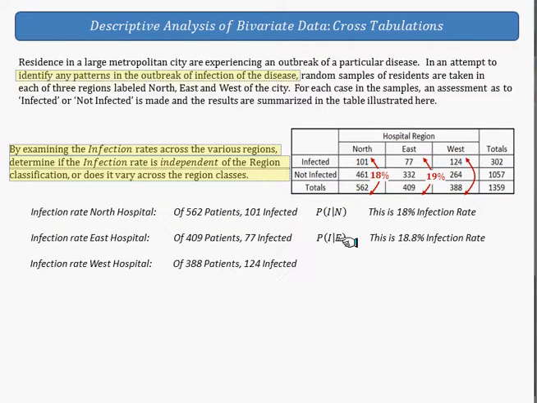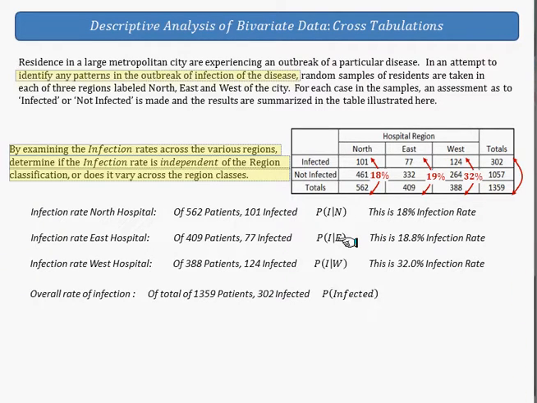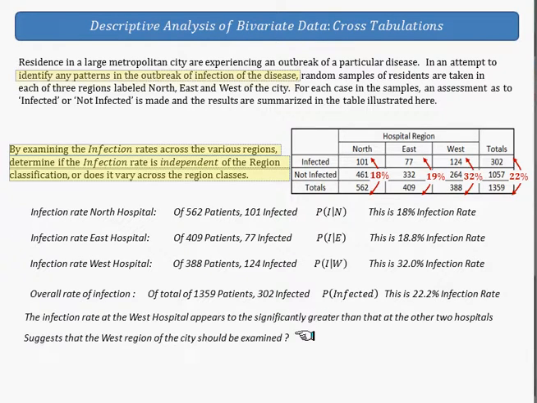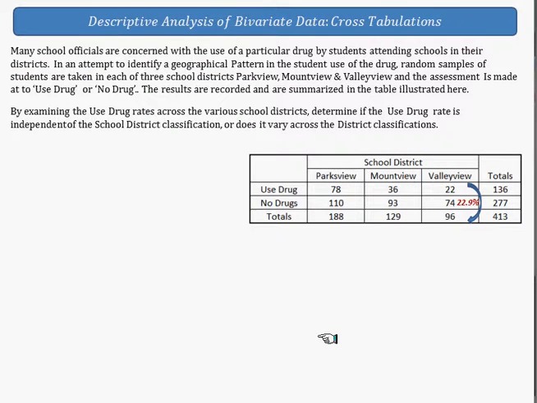Infection rate at the West Hospital turns out to be 32%. Overall rate of infection is 22%. And you can see how they vary across here. And we want to suggest that this singles out the West Hospital as being somewhat problematic because of the high infection rate. And individuals would question as to why that rate is so high.